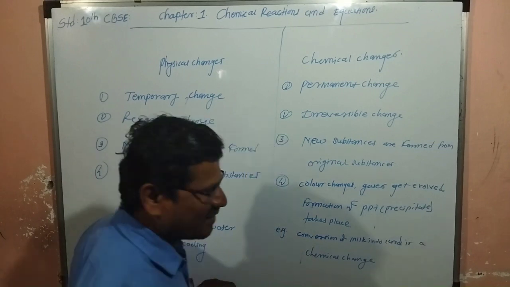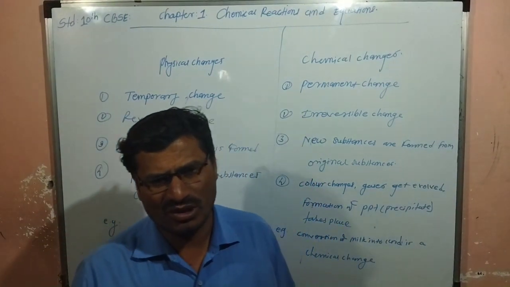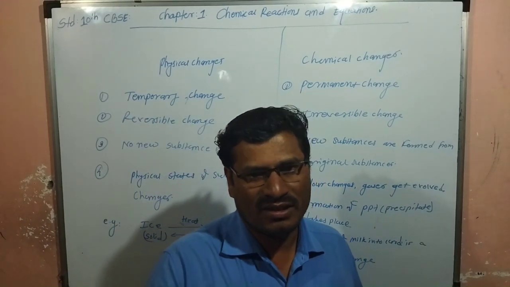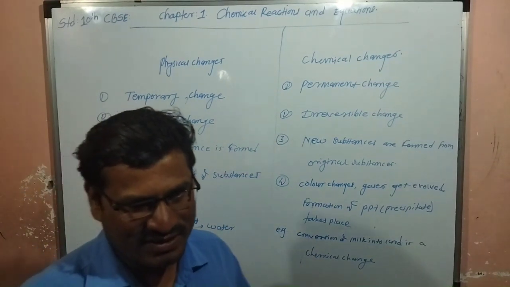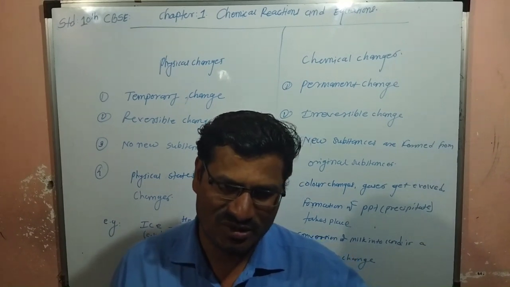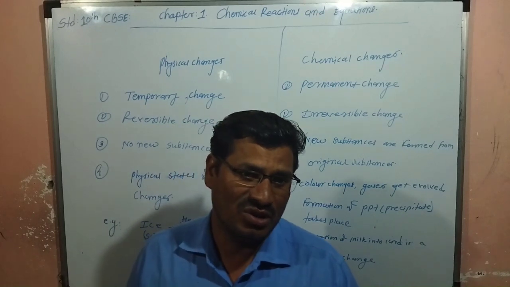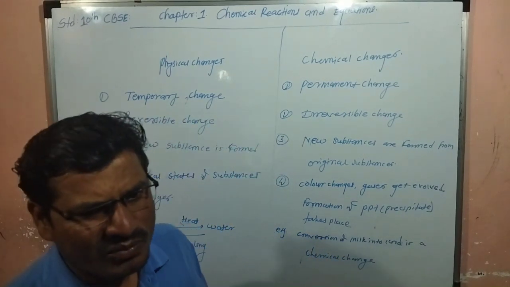So many changes are there. Burning of wood is also a chemical change. Burning of paper is also a chemical change. Ripening of mango is also a chemical change. And in case of physical change, melting of wax is also a reversible change. Wax will melt and get converted into liquid state, and again after freezing it will get converted into solid state.